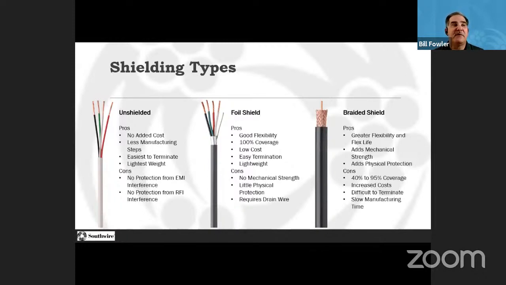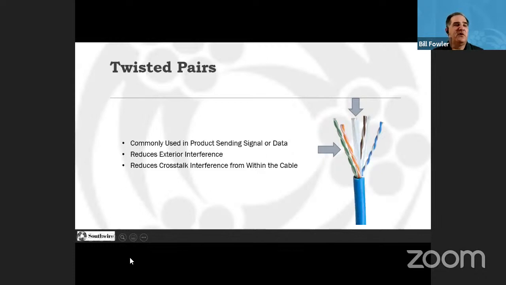Very slow manufacturing time because that braid is put onto a machine that braids it. So that machine can only run so fast. So that is one of the cons of this cable. It takes a long time to really make it. So let's look at unshielded twisted pair.